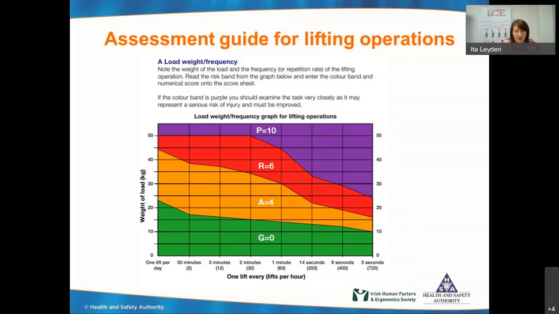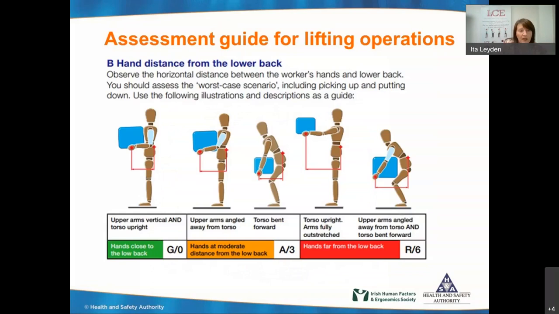This HSE assessment guide then goes one step further to identify in further detail what each level of risk and the frequency is, and how that affects the level of risk. Now we're looking at the next step in the process, which is the hand distance from the lower back. So importantly here, use the graphics when you're looking at someone carrying out a lift. And what you're looking for here is the blue part, the part of the arm that is highlighted in blue.